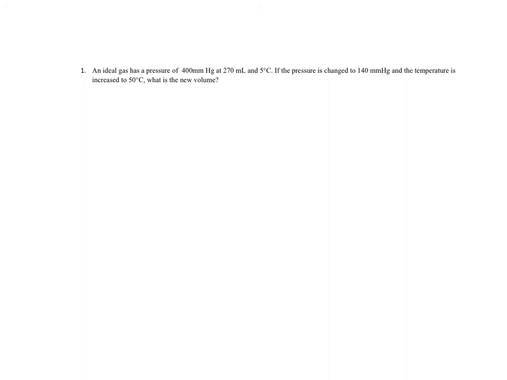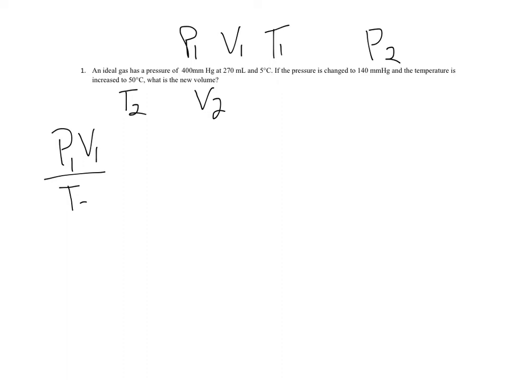An ideal gas has a pressure of 400 millimeters mercury at 270 milliliters and 5 degrees Celsius. If the pressure changes and the temperature changes, what's the new volume? So we've got pressure 1, volume 1, and temperature 1, so we have all three variables here. And then we've got a pressure 2 and a temperature 2. We need volume 2. So this is going to be the combined gas law, which looks like this.